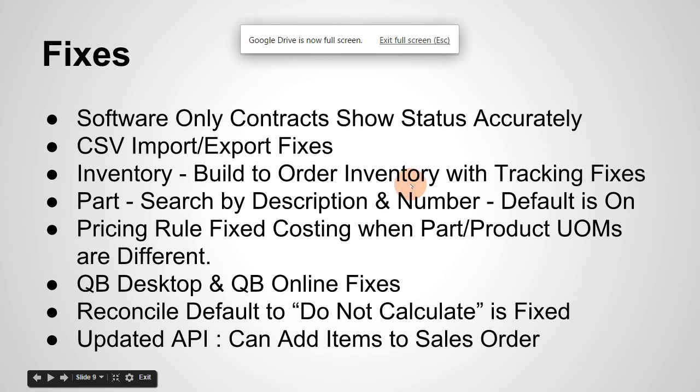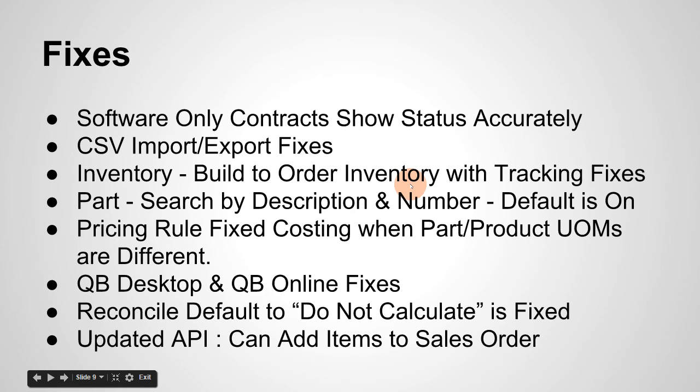On to the fixes. These are some of the fixes that I noticed that were really important to me, or that I found interesting. In the Fishbowl client, software customers who only have software-only or update-only support contracts now see their status accurately. Before, it said you were going to expire inaccurately. Now it says you do have software update support up until the date your contract ends.